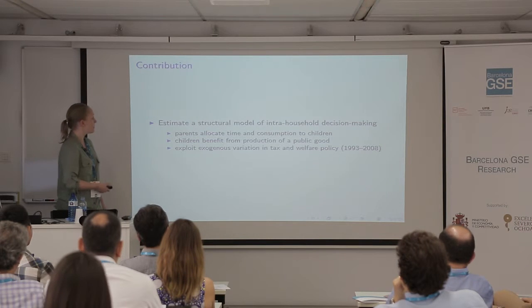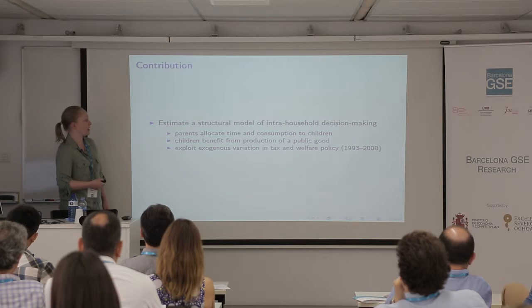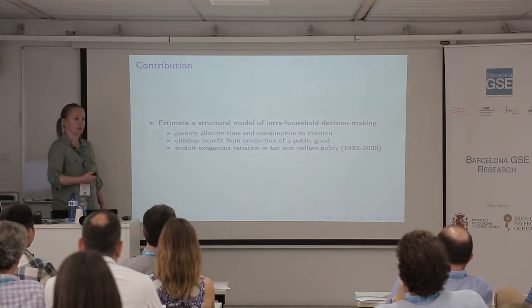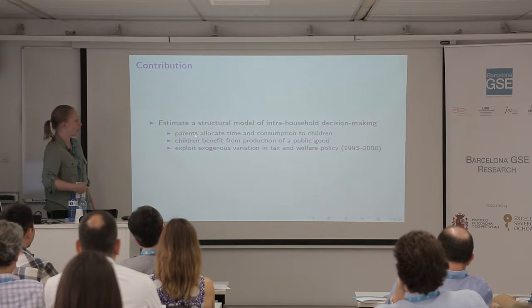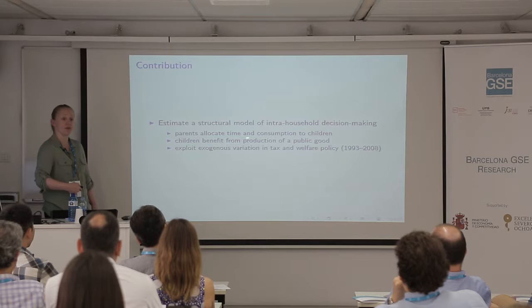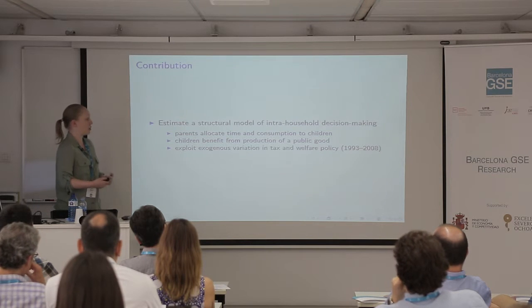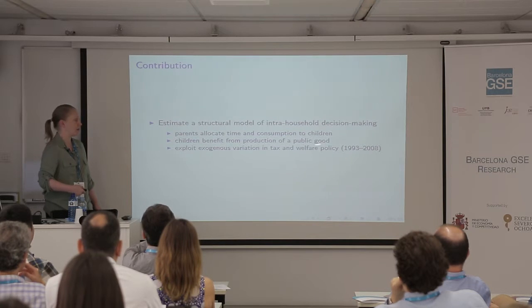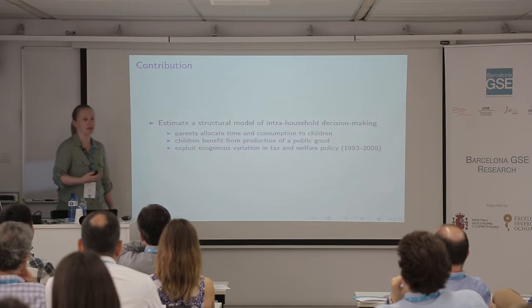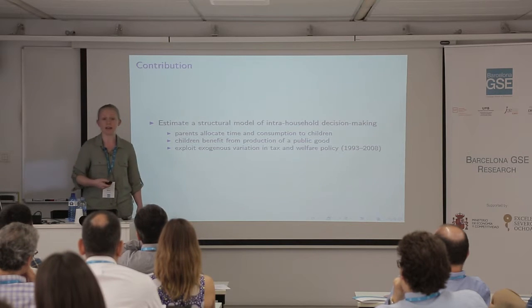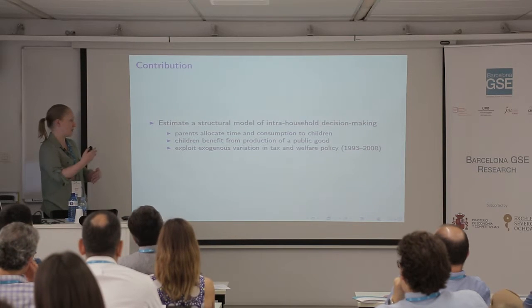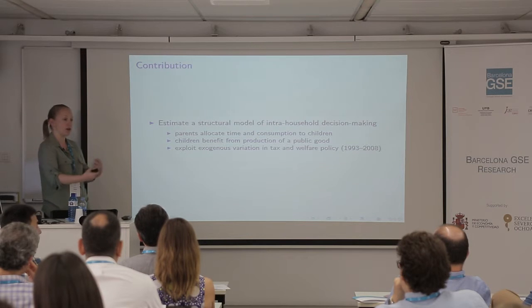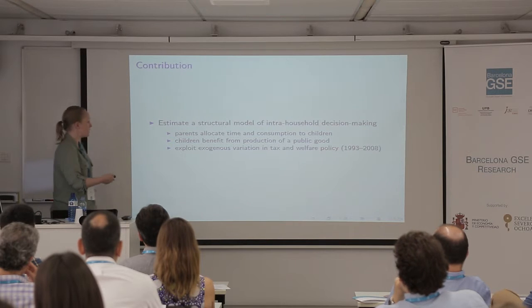So my contribution is that I'm going to be estimating a structural model of intra-household decision-making, a static model, where parents allocate time and consumption to children. The children benefit from the production of a public good. I'm also going to be exploiting exogenous variation in the tax and welfare policy over this period, which saw the introduction of TANF and also the Bush tax cuts, as the backdrop to my structural estimation, so that I've got some source of variation in income that's plausibly exogenous.